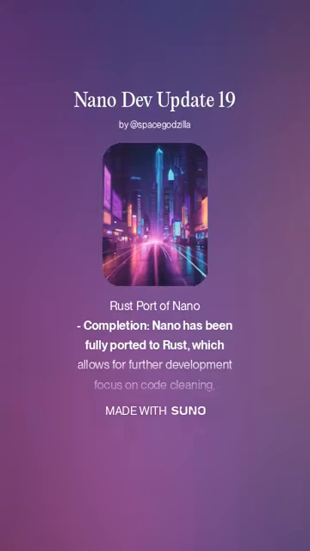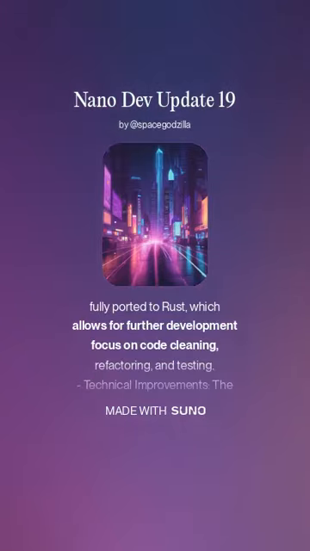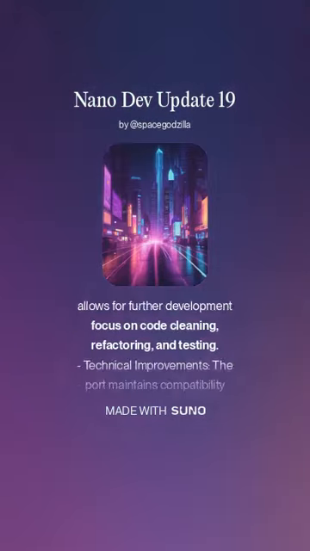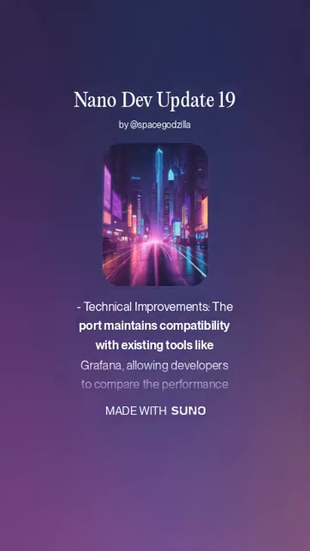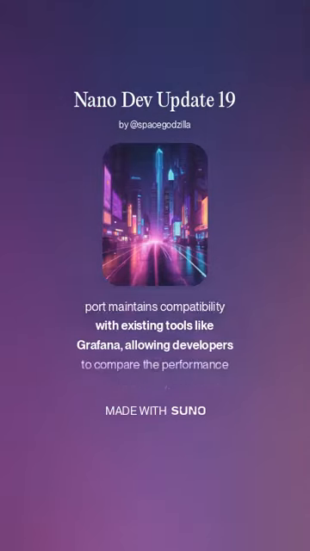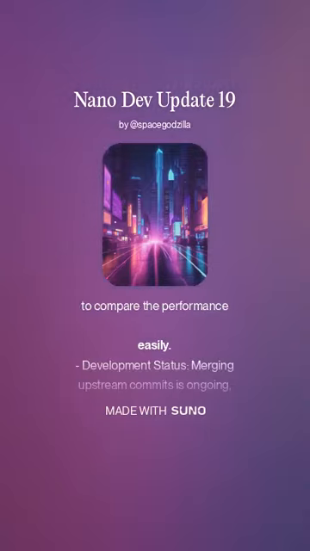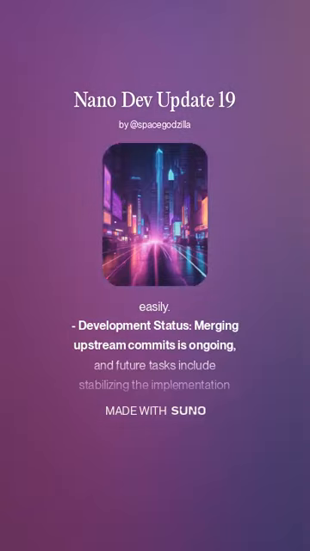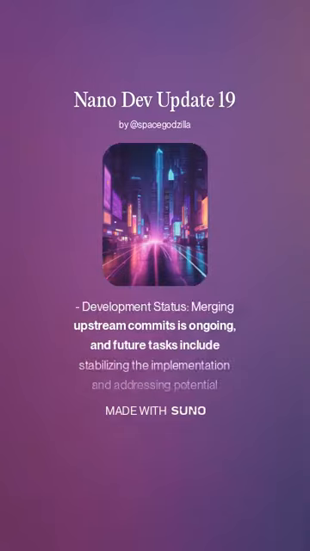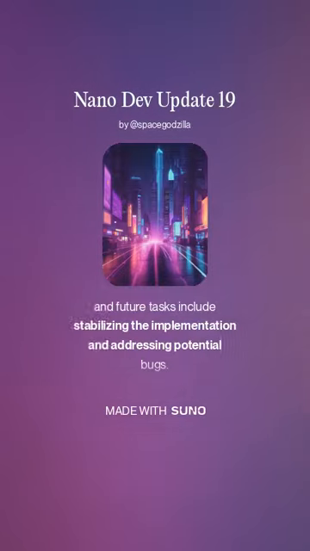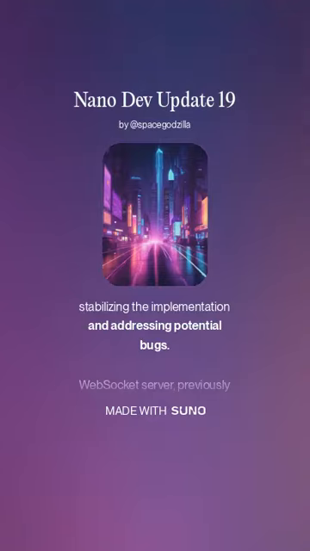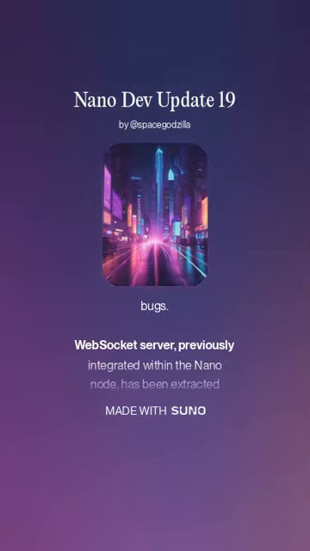The Rust port of Nano has been fully ported to Rust, which allows for further development. Focus is on code cleaning, refactoring, and testing. Technical improvements include compatibility with existing tools like Grafana, allowing developers to compare the performance with the C++ implementation easily. Development status: merging upstream commits is ongoing, and future tasks include stabilizing the implementation and addressing potential bugs.